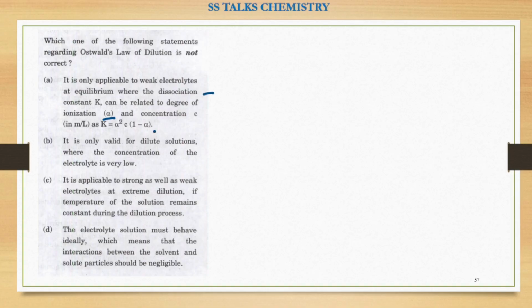This statement is the true one. So the Ostwald dilution law is for the weak electrolytes only. Here, suppose we consider a weak electrolyte HA dissociating to give H positive and A negative. Initially, if we have C concentration of it, the ions formed will be negligible. Suppose the degree of dissociation is alpha.